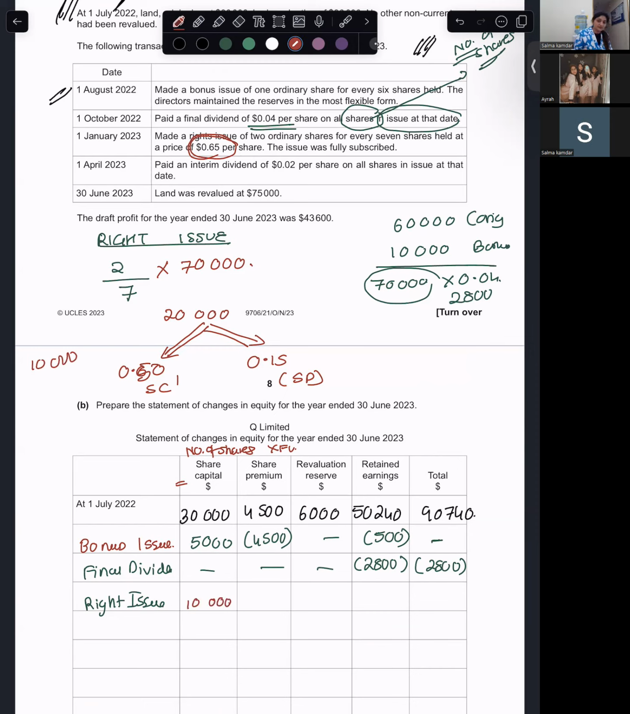And 20,000 into 0.15 is 3,000. 3,000 will go towards share premium, and your total will remain 13,000. Yes? Then next.